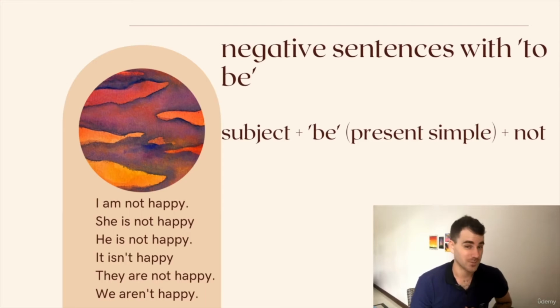It's a little more complicated with the verb to be. Here we have the following form. We have the subject plus be in the present simple, and then not. I am not happy. She is not happy. He is not happy. It isn't happy. They are not happy. We aren't happy. And we can use contractions. So instead of saying are not, we can say aren't. Instead of saying is not, we can say isn't.